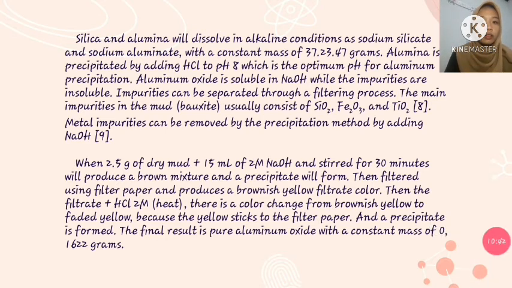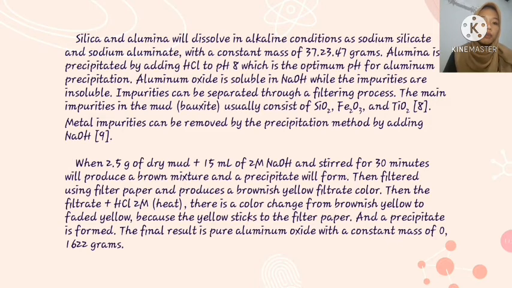When 2.5 grams of dry mud reacts with 15 milliliters of 2 molar hydrogen chloride and is stirred for 30 minutes, it will produce a brown mixture, and a precipitate will form. The filtrate using filter paper produces a clear yellow filtrate color.